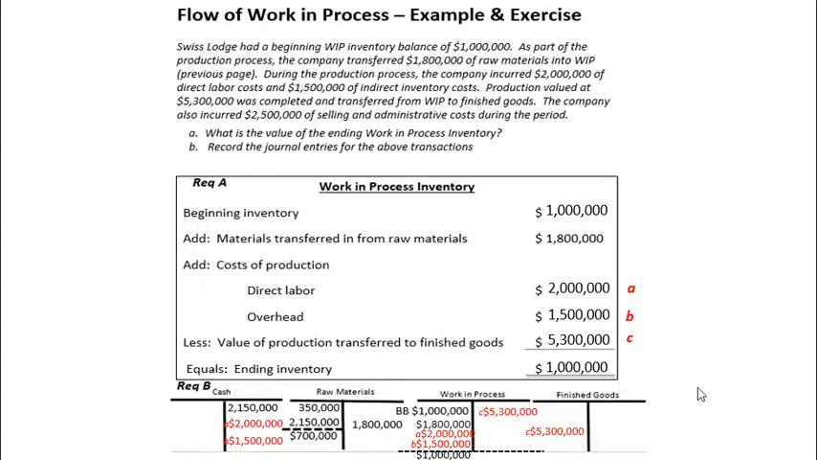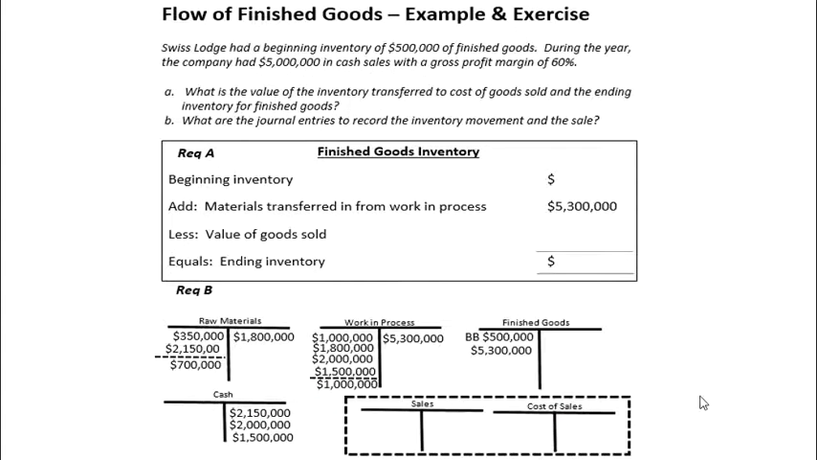Okay, let's take a look at the next slide. Now we're going to trace the flow of our work in process into our finished goods and then sales. So Swiss Lodge, and the requirements again: in this case we don't ask about the value of ending inventory. It's asking what is the value of the inventory transferred to cost of goods sold and the inventory for finished goods. So it asks for two items: the value of goods transferred to cost of goods sold and ending inventory.